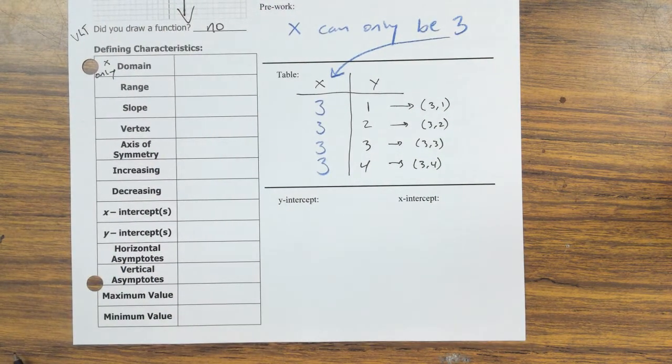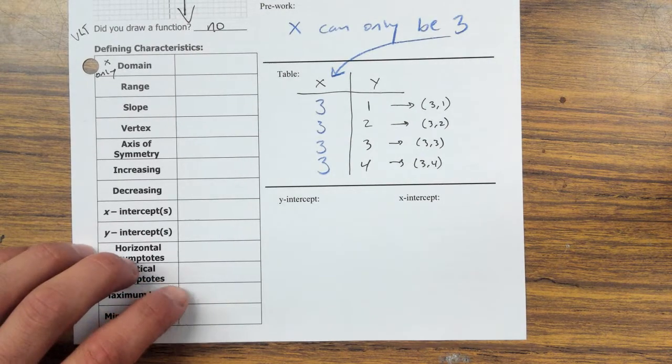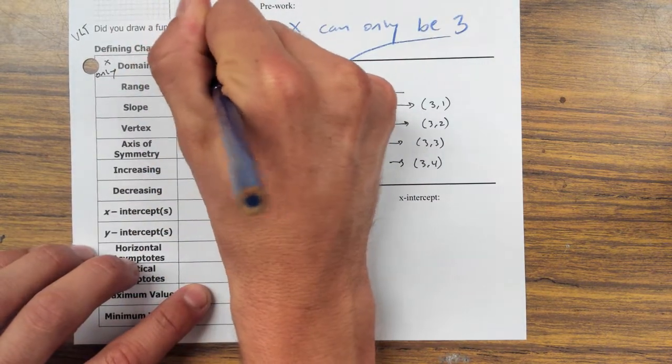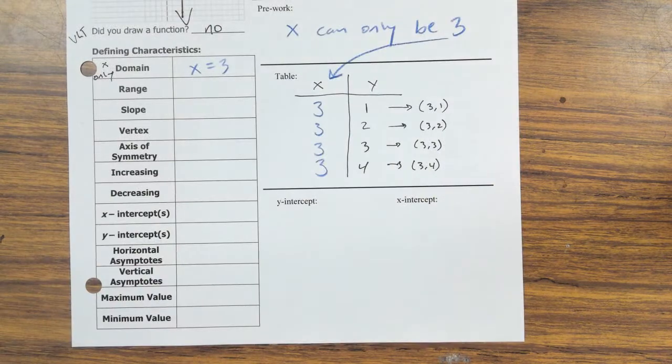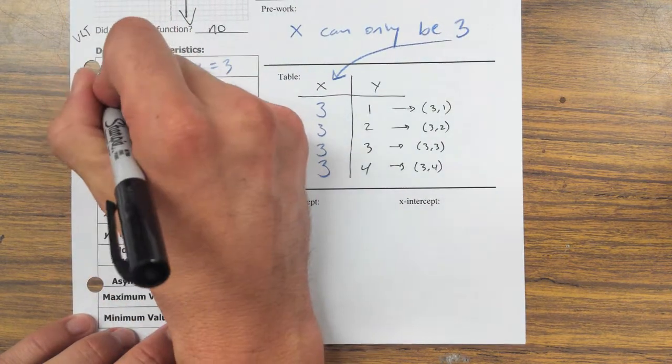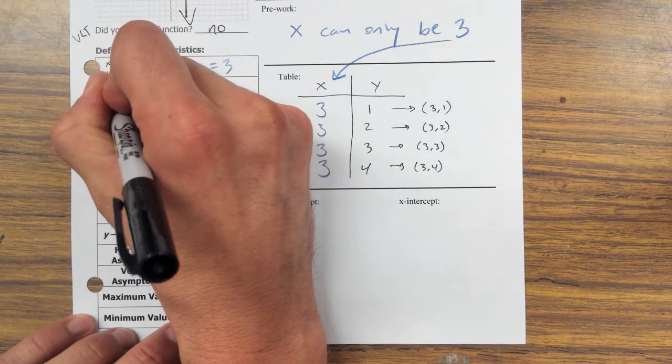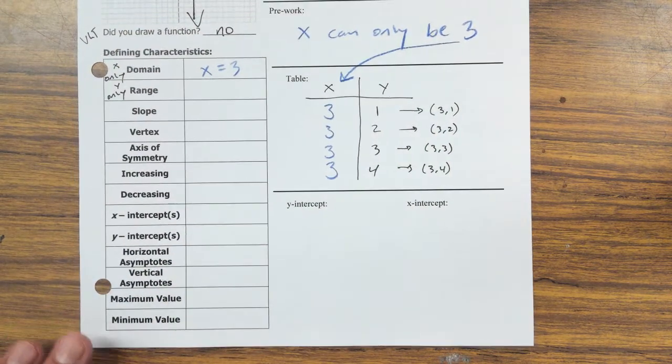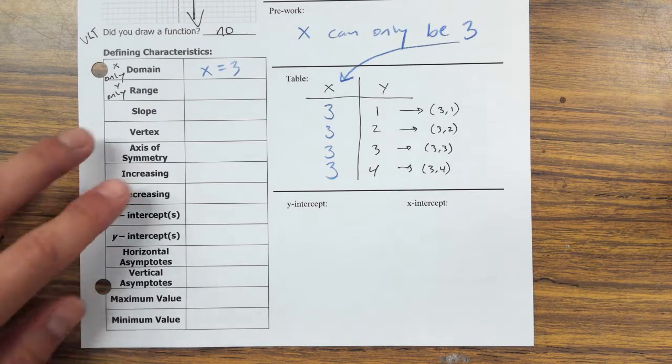Well, for this problem, what is the only X being used? X equals 3. For the range, that is Y-only information. When we were making our table, did we have to use 1, 2, 3, and 4? No. Could we have used other numbers? 5, 6, 7, 8, 0, -1, -2? Sure. I could have used anything I want.